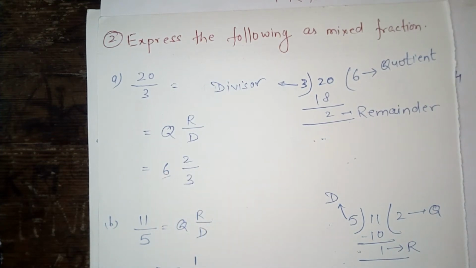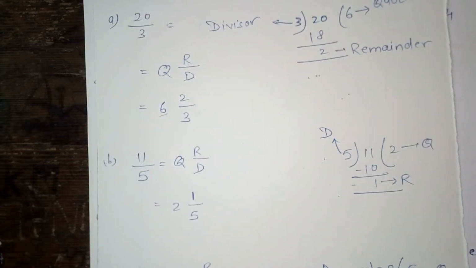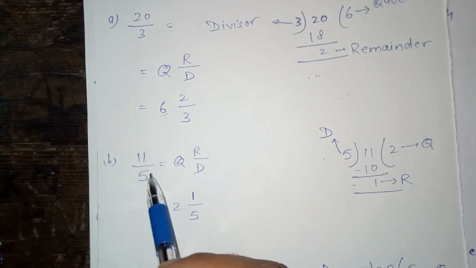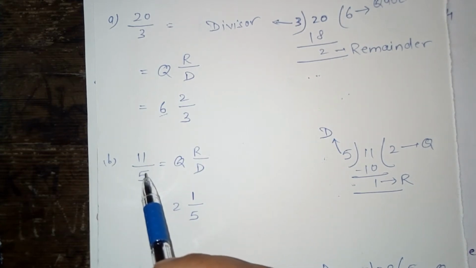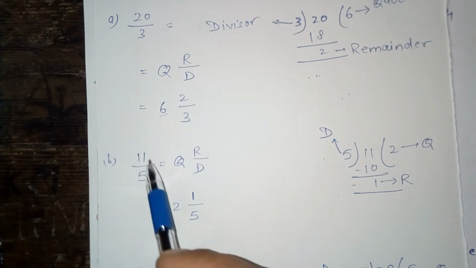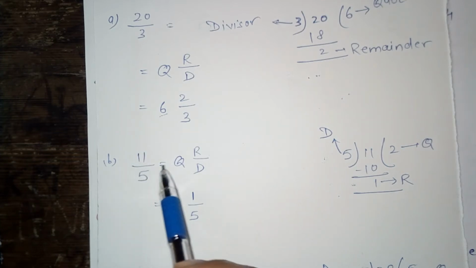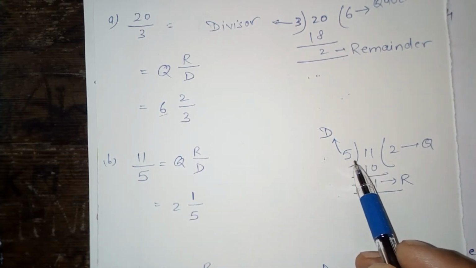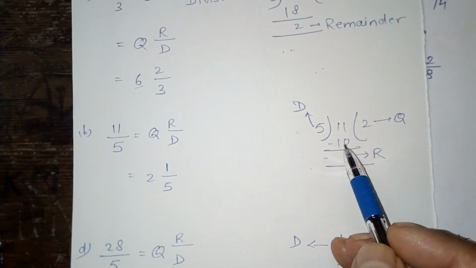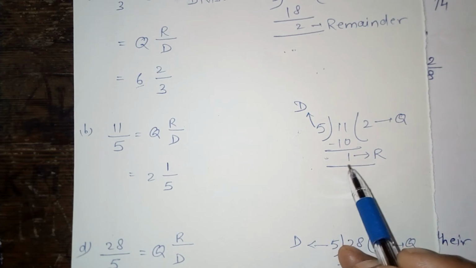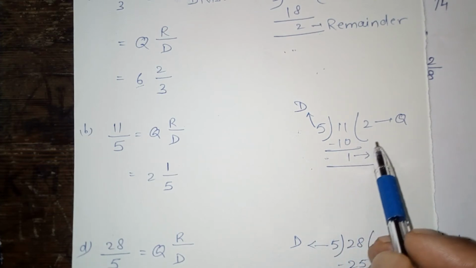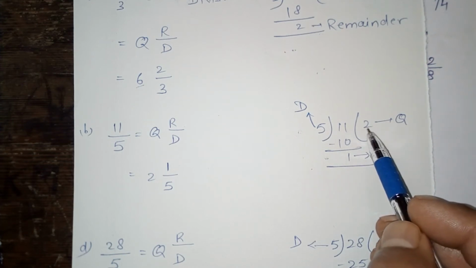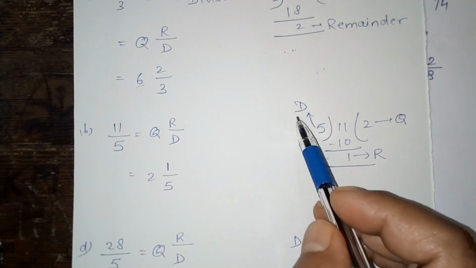Now 11 upon 5 is an improper fraction. By the help of the division procedure, we can convert this improper fraction to a mixed fraction. How? Look here. 11 divided by 5, we will get 5 2s are 10, 11 minus 10 is 1. Remainder is 1. So in this division procedure, quotient is 2, remainder is 1, and divisor is 5.